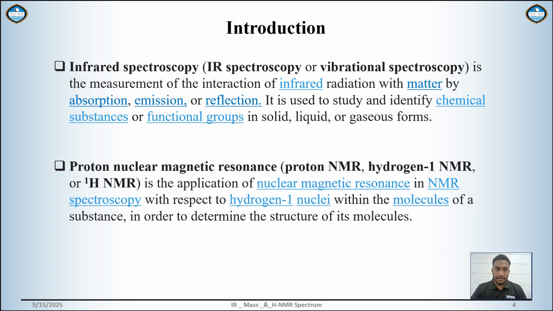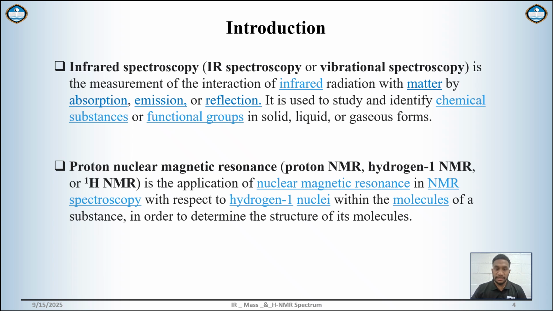Introduction. Infrared spectroscopy, or IR spectroscopy, which is also known as vibrational spectroscopy, is the measurement of the interaction of infrared radiation with matter by absorption, emission, or reflection. It is used to study and identify chemical substances or functional groups in solid, liquid, or gaseous form.